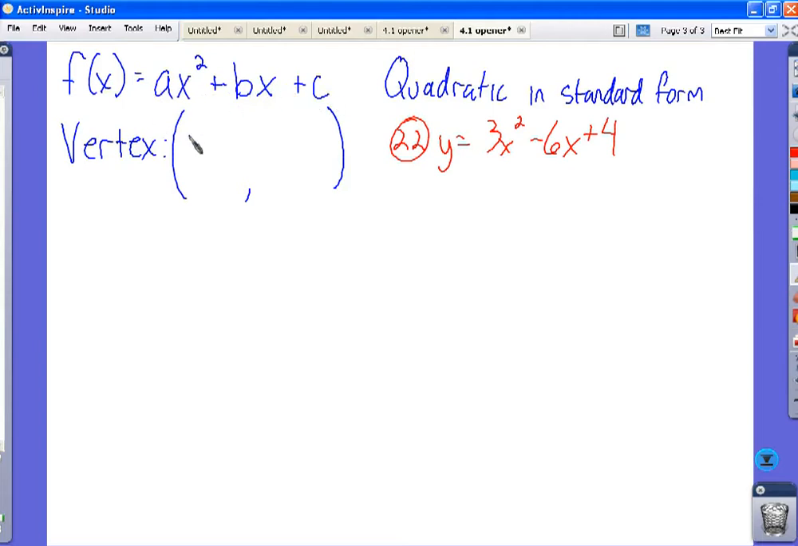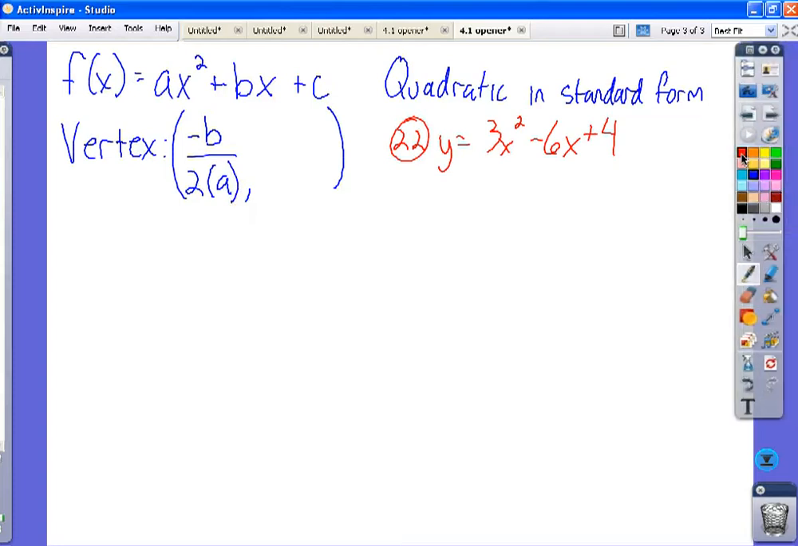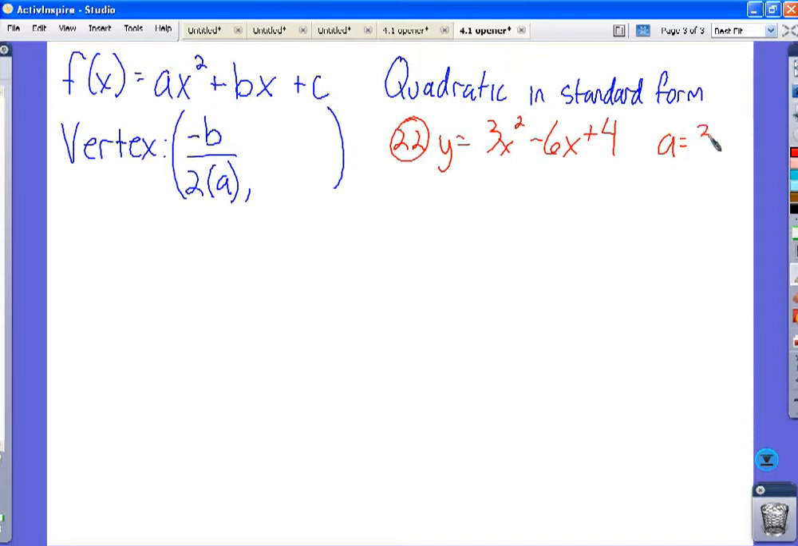When I write these letters down, I'm referring to these letters up here. The x is negative b over 2 times a. So for this number 22, what is a? It's 3. 3 is a because 3 is the number in front of x squared. What's b? Negative 6. What's c? 4. B is the number in front of x. C is the constant by itself.